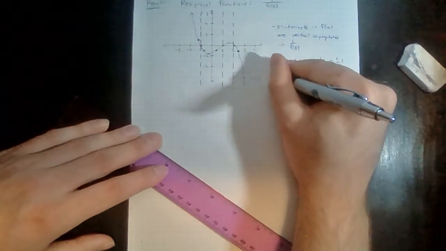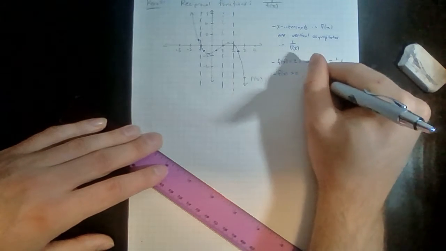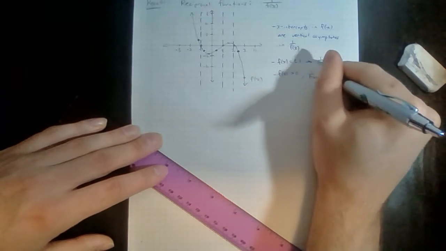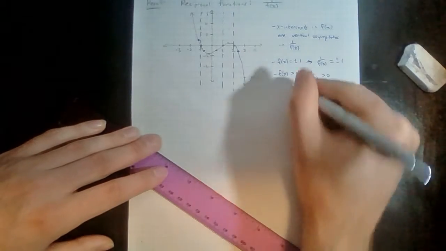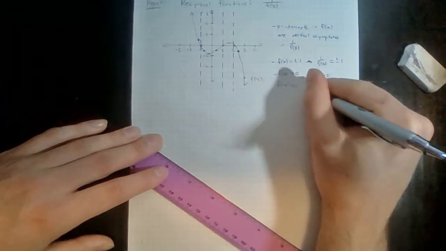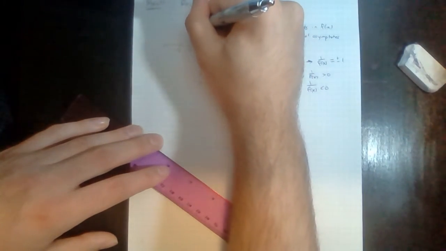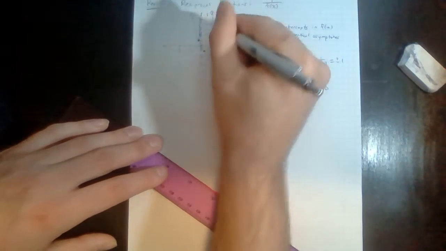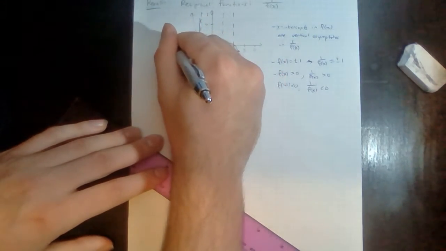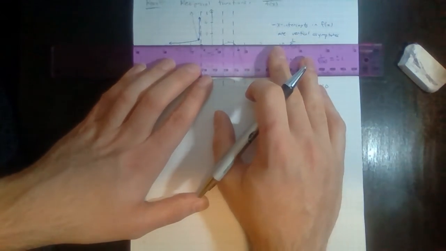Then from there, if we're positive, we stay positive. And same thing for negative, the reciprocal is negative. So we get a shape that looks like this. And remember, all reciprocal functions are going to have a horizontal asymptote at y equals 0.